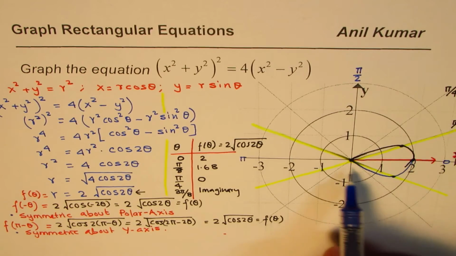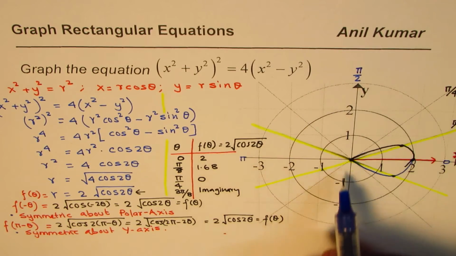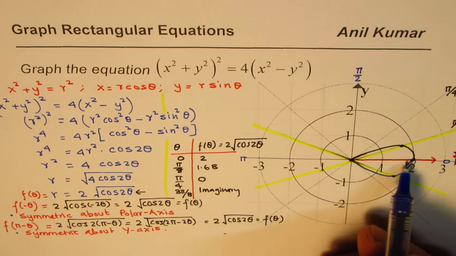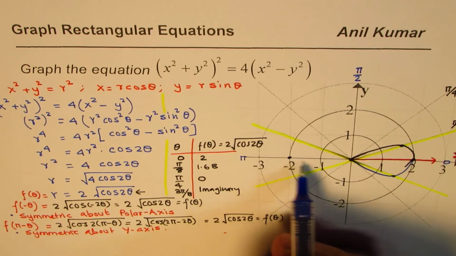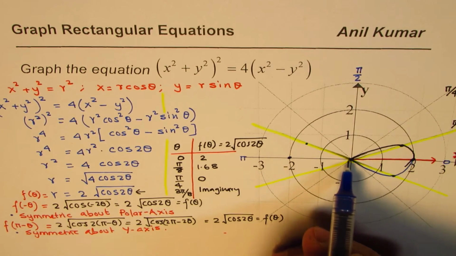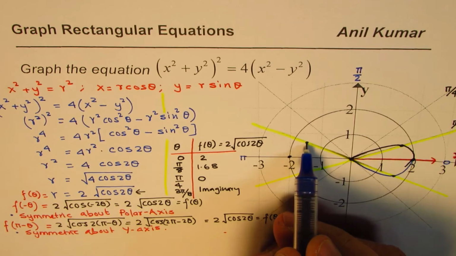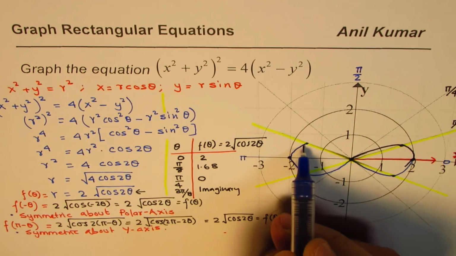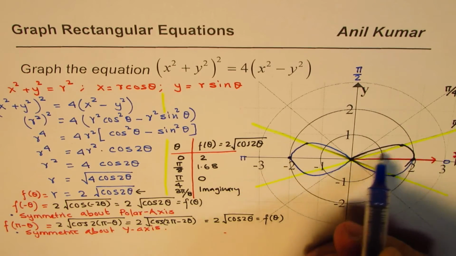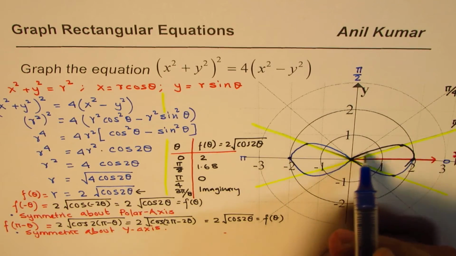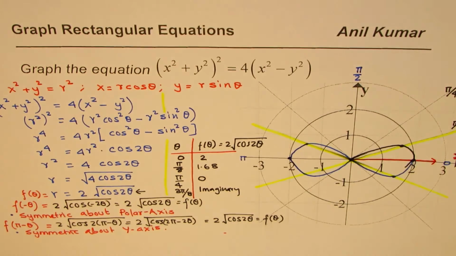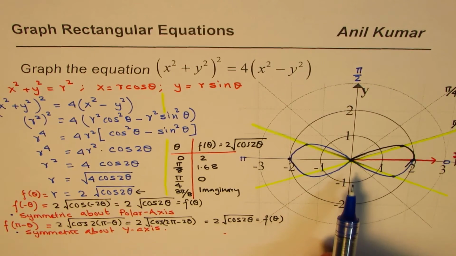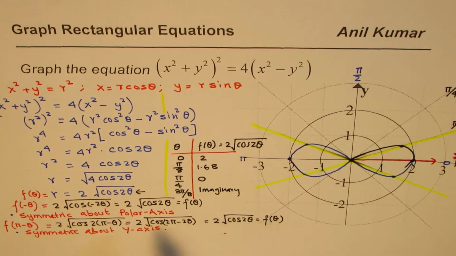Now we also know that this is symmetric about the y-axis, correct? And therefore we'll get a reflection here on this point. So that gives us a figure kind of like infinity. Do you see that? Kind of infinity, right? This goes like this. So we get this shape of the graph for the given function, right? So that is how we could sketch the function with few values once we understand the symmetry.